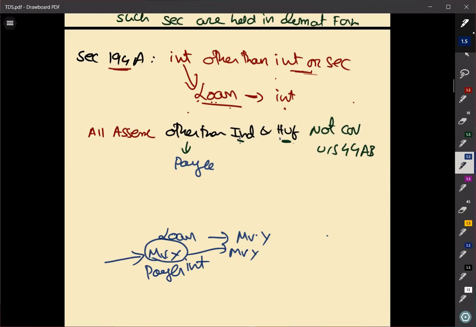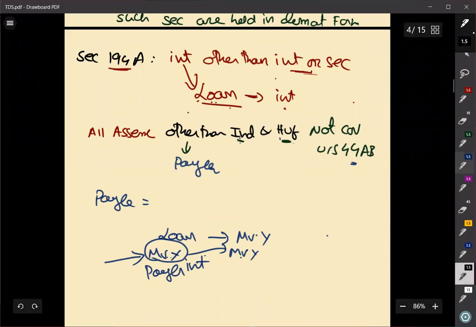But if the same individual is covered under tax audit, then ultimately this person needs to deduct the TDS when he is making a payment to Mr. Y. That's it. Now here, the payer should be this, and who should be the payee? Let us see. The payee should always be a resident person for this section also. If he is a non-resident, we are not going to apply section 194A.